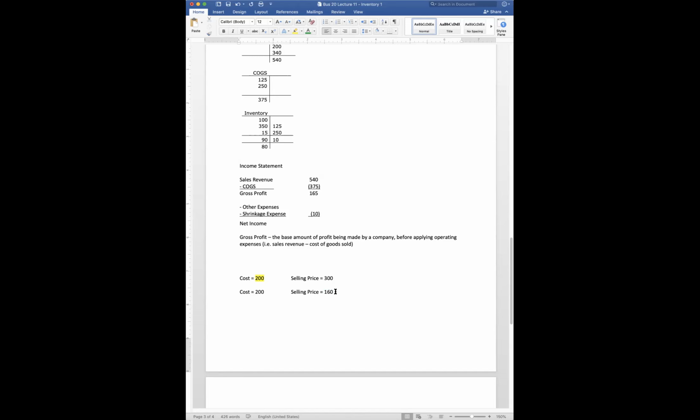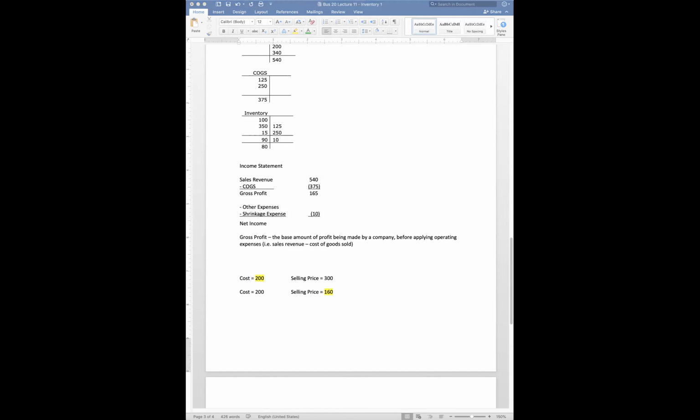Well, the answer is we have two conflicting concepts. We have historical cost conflicting with conservatism. We need to make a decision as to which one is more important in this case. And the answer that GAAP decided on is that conservatism is more important, that we're going to use the $160.